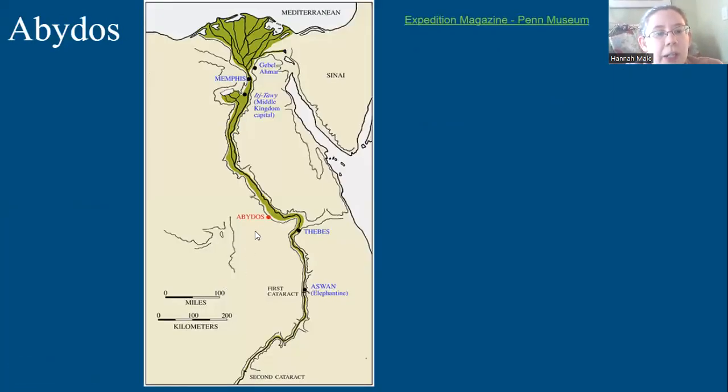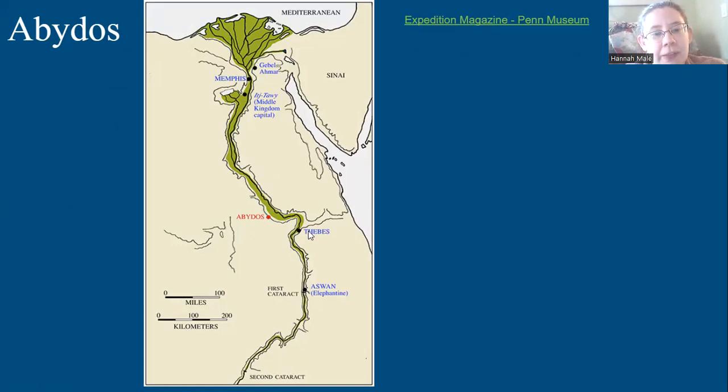This is a map from one of the Penn Museum projects, and it just shows you where the general site of Abydos is, again, in that larger Nile River, Nile Valley setting.